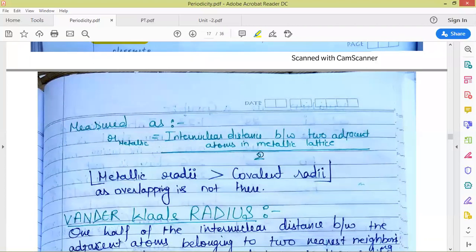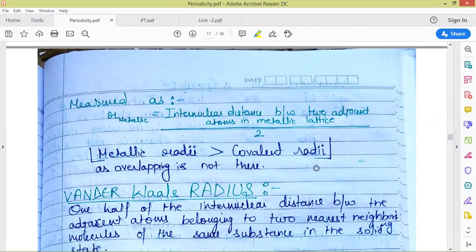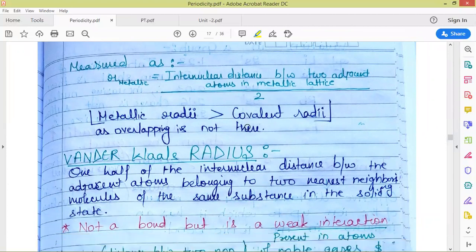So from here we can see that there is no overlapping in case of metallic bonding. So definitely metallic radii is going to be bigger than covalent radii, as in case of covalent radii, covalent bond is formed always by the overlapping of electron clouds. But in case of metallic bonding, no overlapping is there. So definitely metallic radii is always bigger than covalent radii.